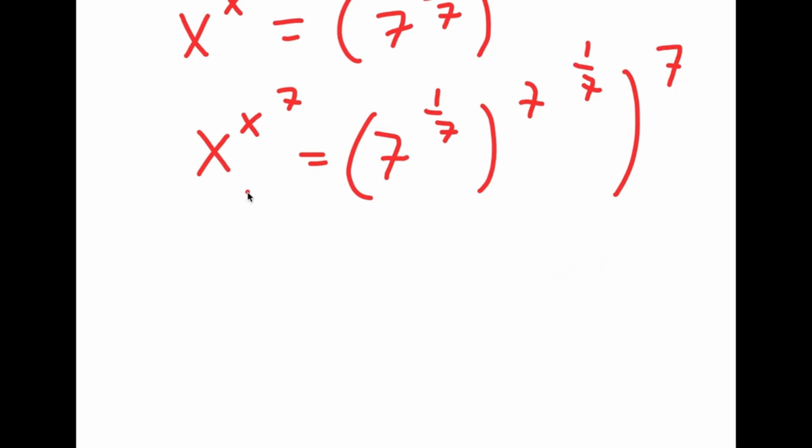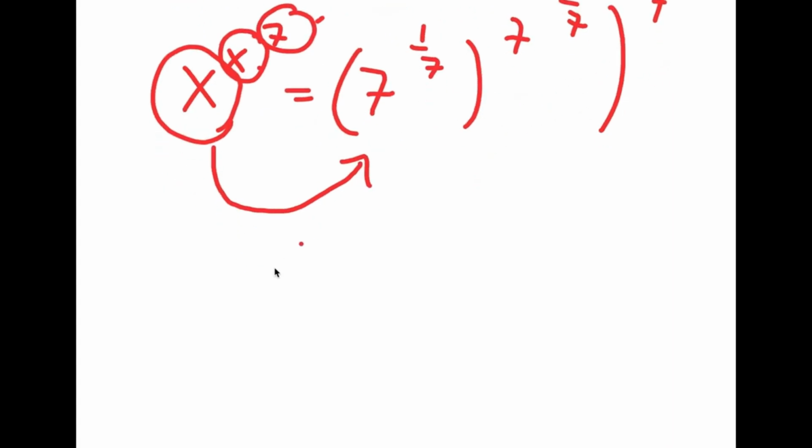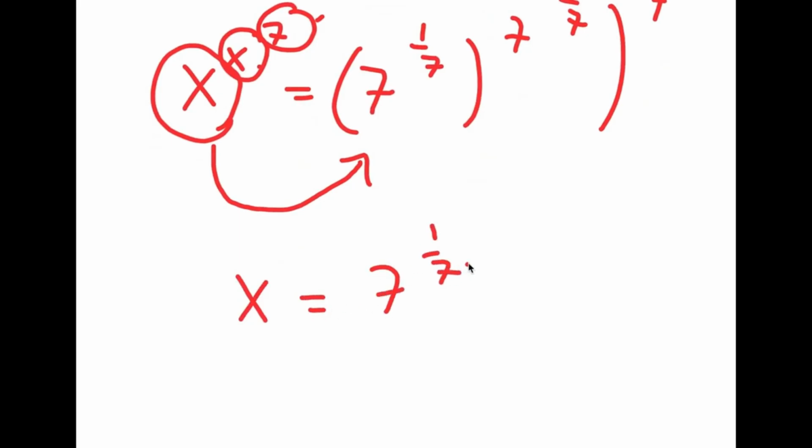And notice how this is in the form x to the power of x to the power of 7. Well, we can think of x as 7 to the power of 1 over 7. So I have 7 to the power of 1 over 7, x, to the power of 7 to the power of 1 over 7, x to the power of 7, which is 7, meaning that x is simply equal to 7 to the power of 1 over 7.